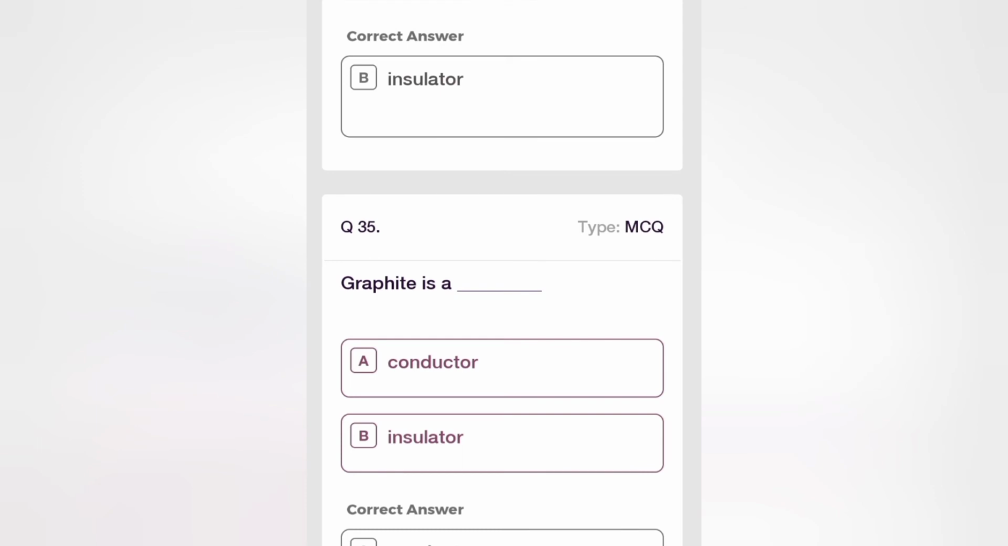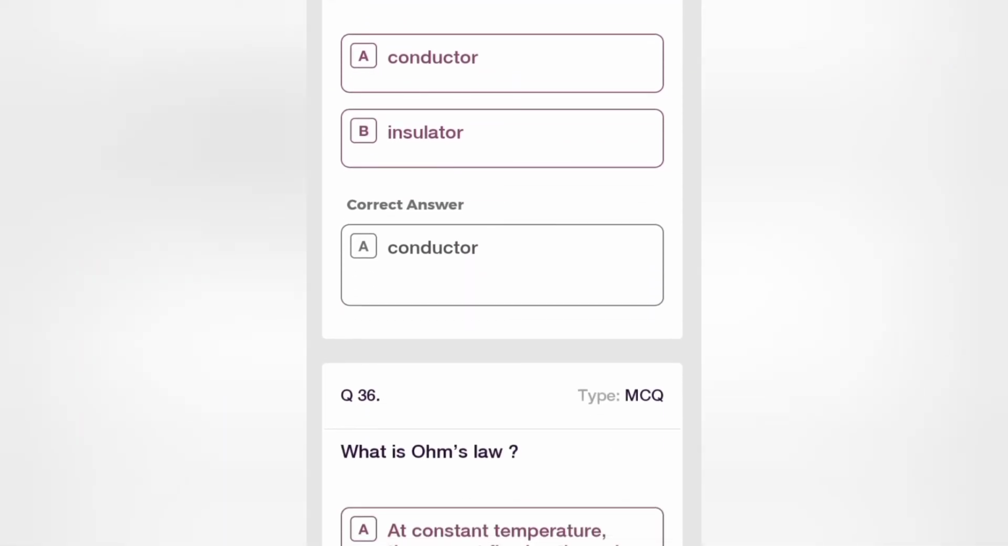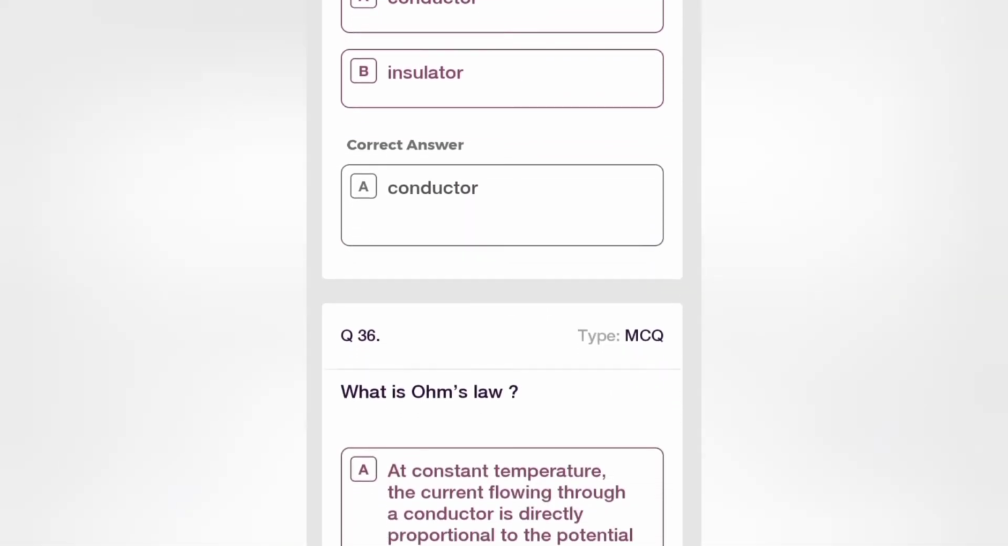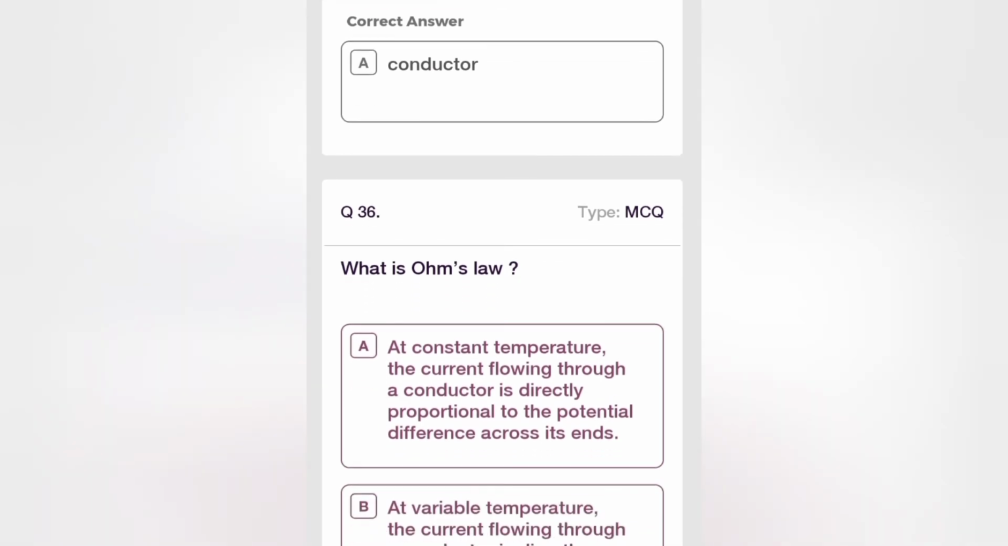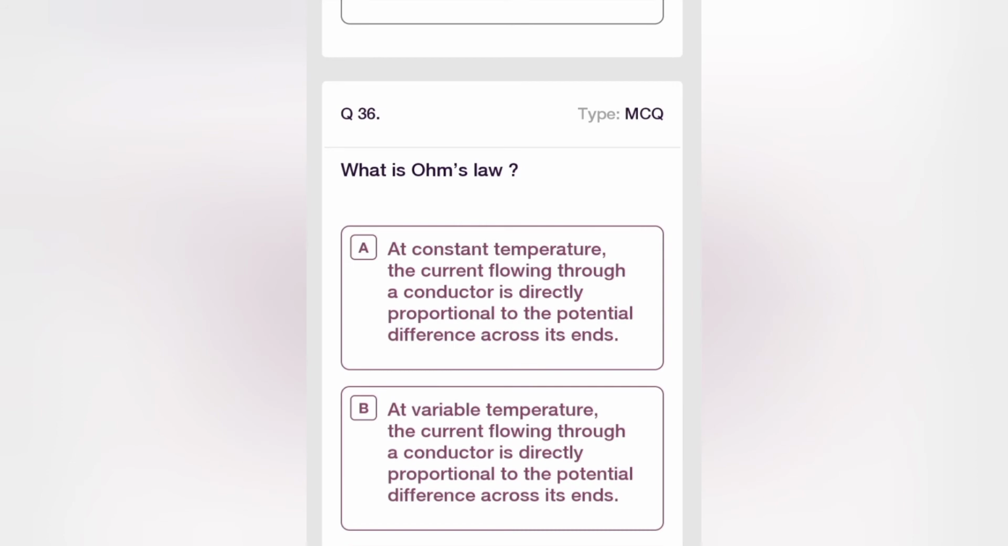Next, graphite is a conductor or insulator? Graphite is a conductor. It is not an insulator, because you would have studied in chemistry that it is a conductor. What is Ohm's law? At a constant temperature, the current flowing is directly proportional to the potential difference across its ends. That's right. At variable temperature, no. The temperature should remain constant.